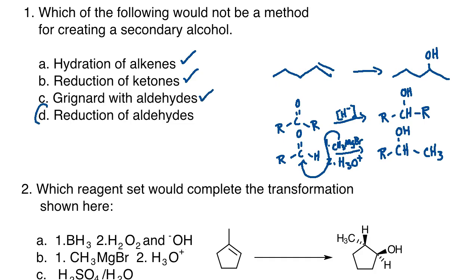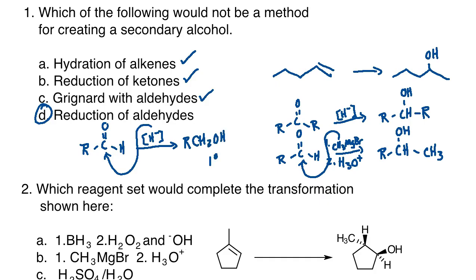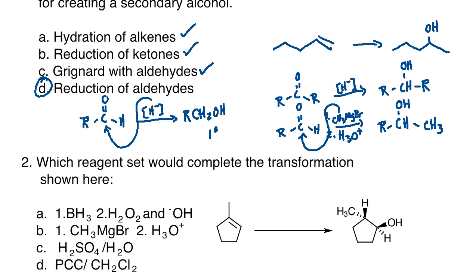So by default, the last one must be the answer as far as a method that is not acceptable for creating a secondary alcohol. And if we take a look at that reduction of aldehydes, if I were to take an aldehyde and reduce it, it would turn into a primary alcohol. So R, C double bond O, H. If I reduce this by providing H minus, similar to the example B with the ketones, that H would come in here to create a CH2 at that site, and then I would follow it up with H3O plus, and that would turn the O minus into an alcohol. So I've got R, CH2, OH. This is a primary alcohol. And so D would provide a primary alcohol. It would not be acceptable for creating secondary alcohols. Hopefully everybody was able to arrive at that answer.